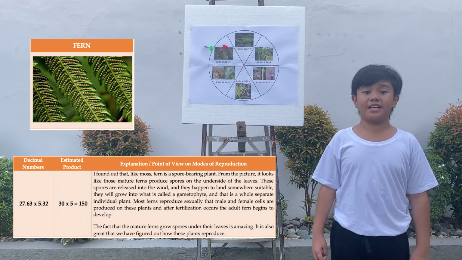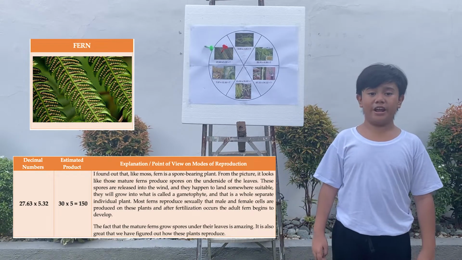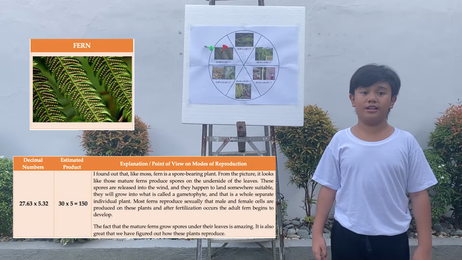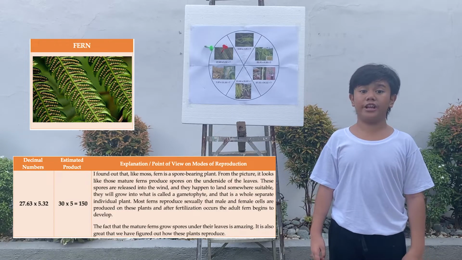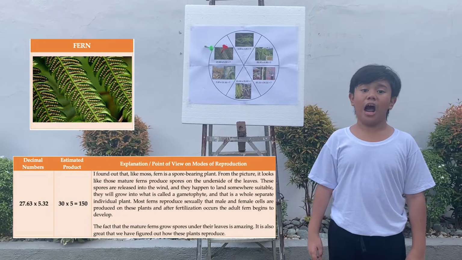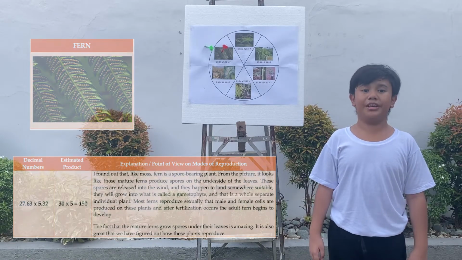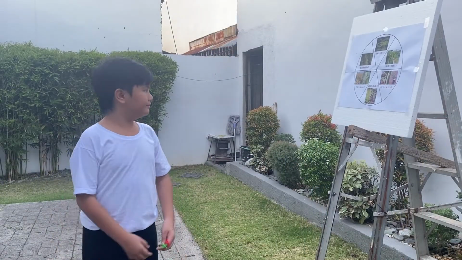For the given decimal numbers, 27 and 63 hundredths times 5 and 32 hundredths, I will multiply 30 and 5, and with that, I got the estimated product equals 150. Let's have another throw.